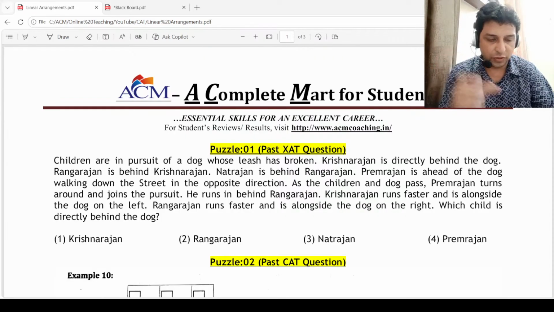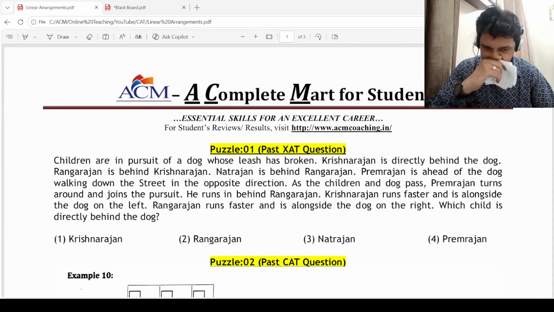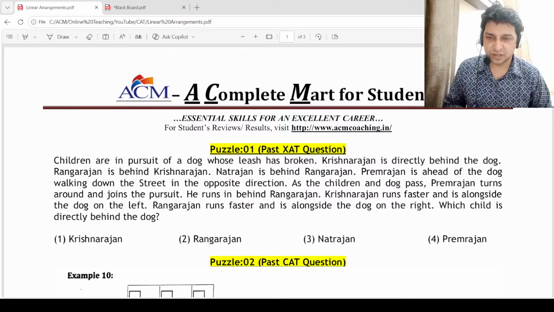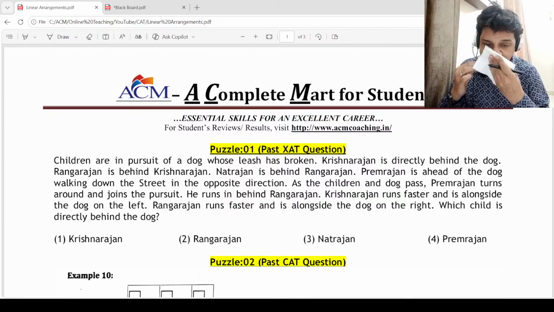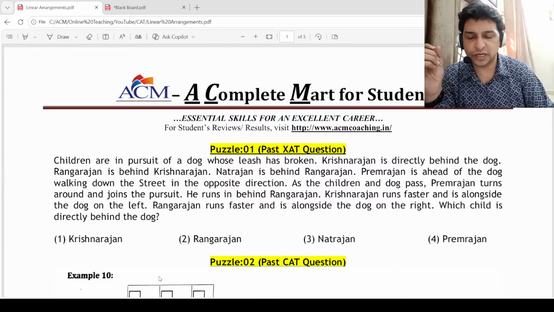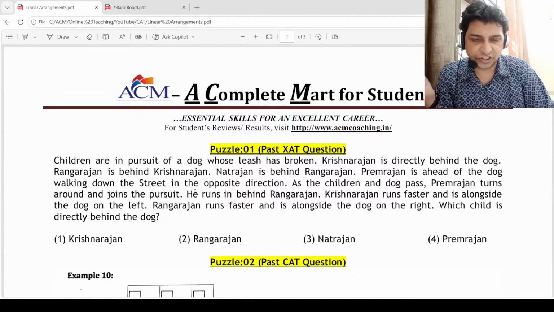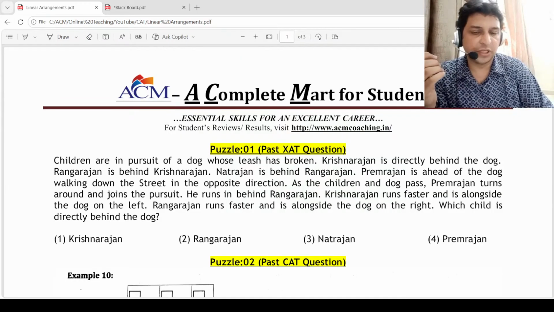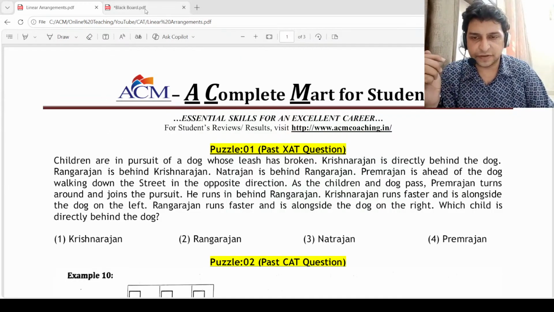So let's start with it. Now, the first puzzle which we see is from the XAT. It was about children who are in pursuit of a dog whose leash was broken. Krishna Rajan is directly behind the dog. Ranga Rajan is behind Krishna Rajan. Natarajan is behind Ranga Rajan, and so on. So we're going to make the linear arrangement for this.